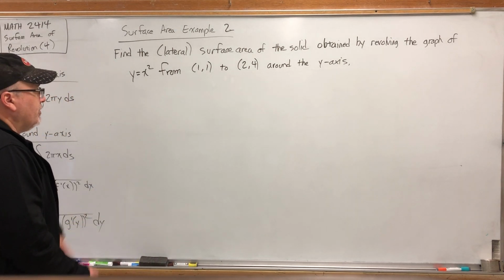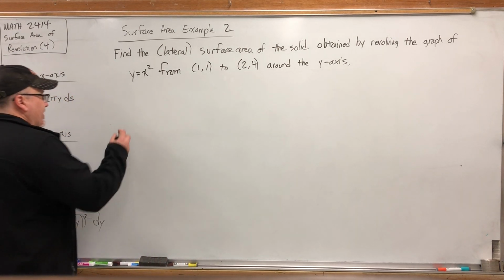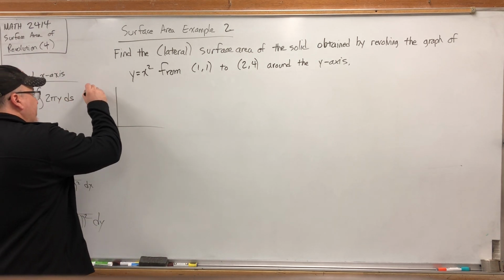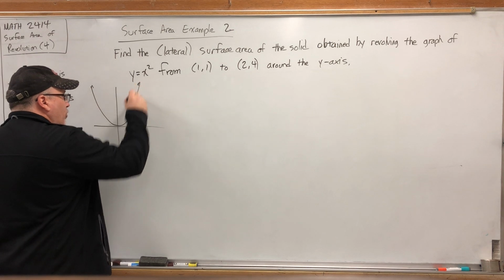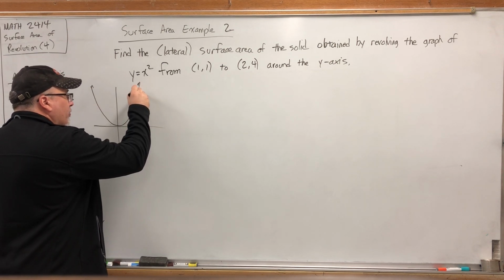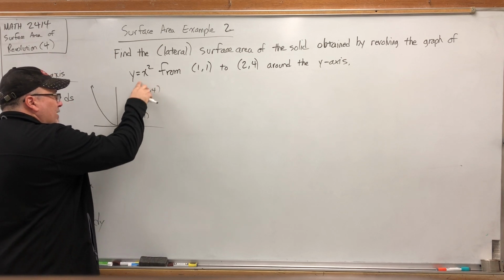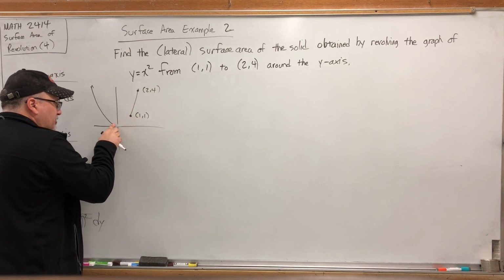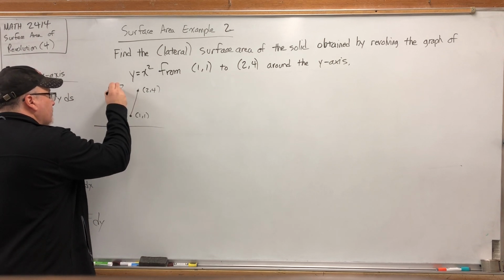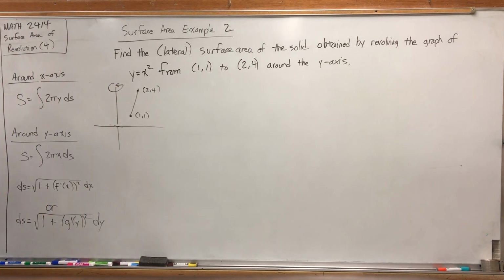If you said around the y-axis instead of the x-axis, bingo. All right, let's sketch this real quick, which is not really that difficult to do. It's just y equals x squared, which is your standard parabola. But we're going from the point (1, 1) to the point (2, 4), which is about there. So it's not much of this graph that we're going to spin. We're going to spin it around the x-axis. No, we're not. We're going to spin it around the y-axis. Okay. So how are we going to do this?